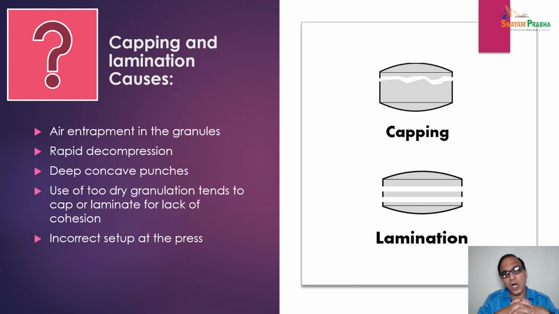Another cause may be that too dry a granulation tends to cap or laminate due to lack of cohesion. So the lack of cohesion may be an important, a vital cause. It may cause this many times. So granules must have an optimum amount of moisture. That's why we tell them that at least 3-4% moisture must be there when we are trying to compress the granules.